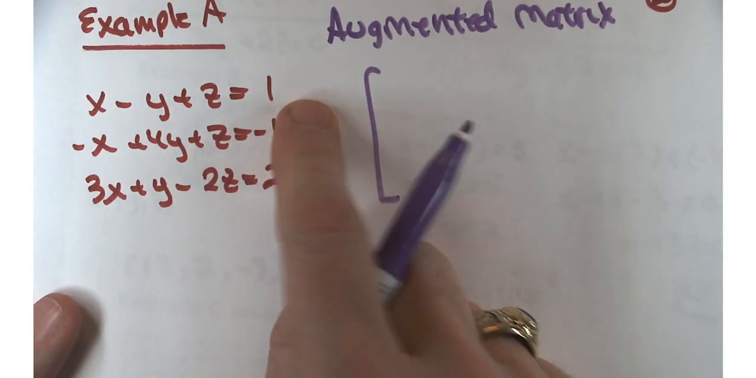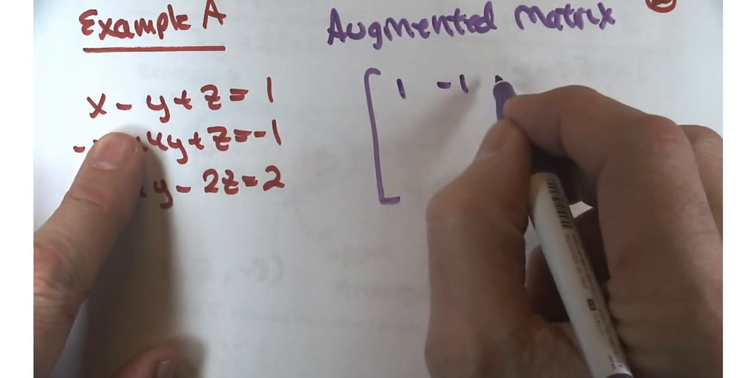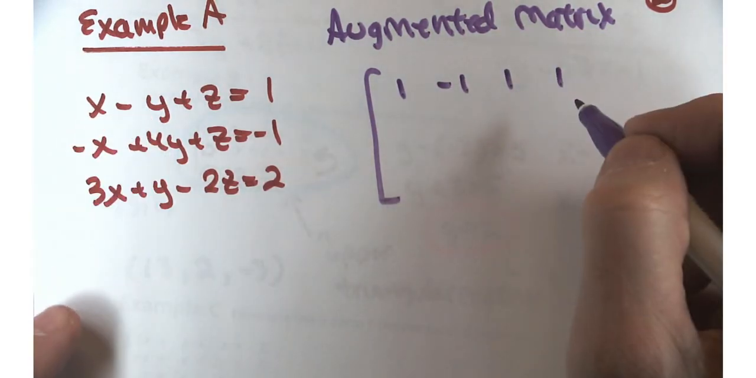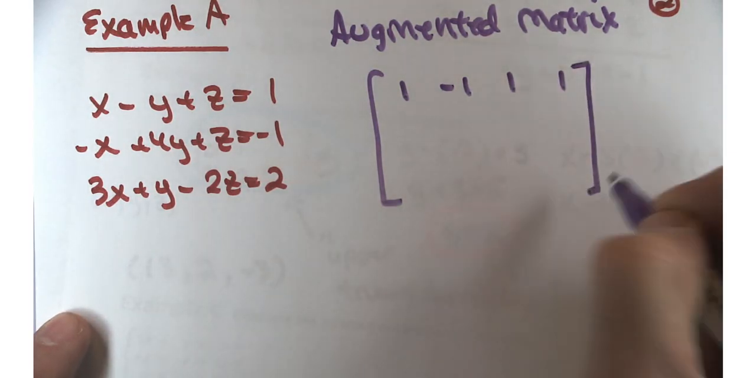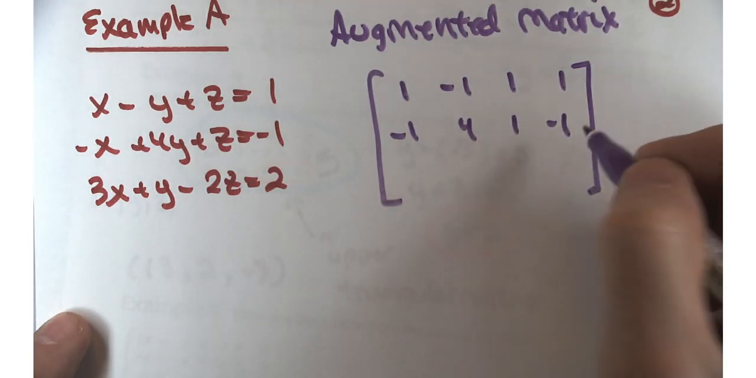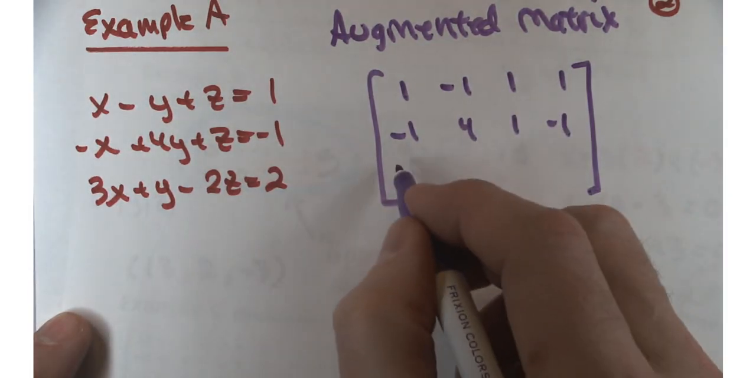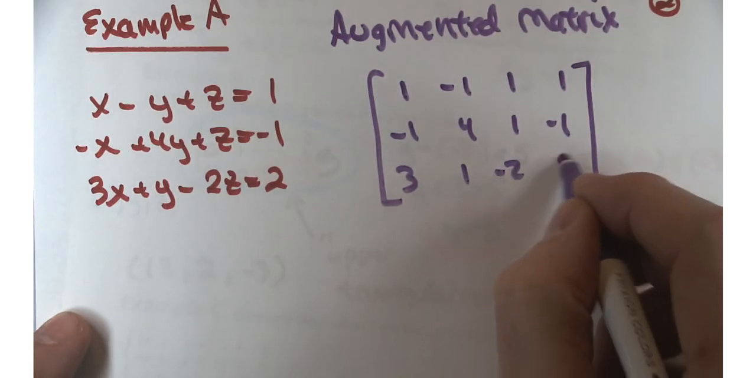So for instance, the top row would be 1, -1, 1, and 1. What's the next one? What should I write there? -1, 4, 1, and -1. Thank you. And then the last one would be 3, 1, -2, and 2.